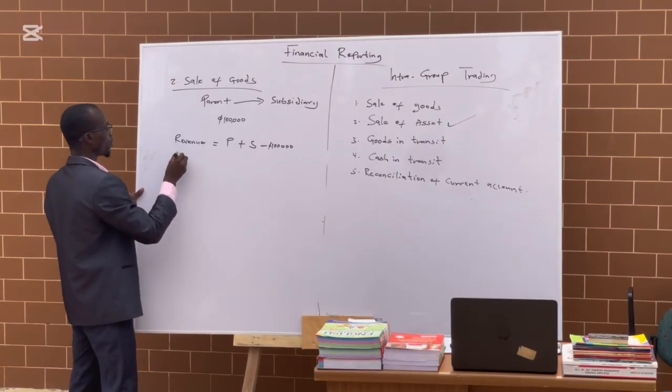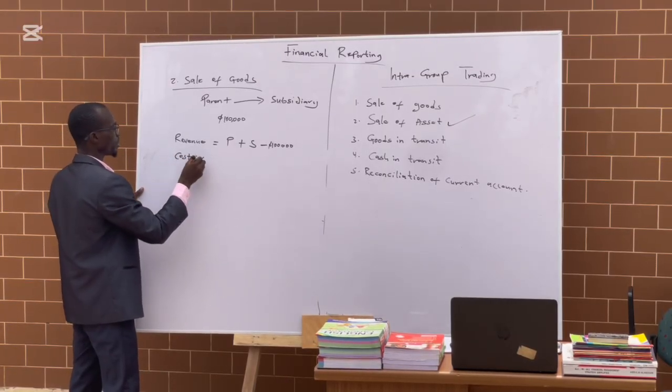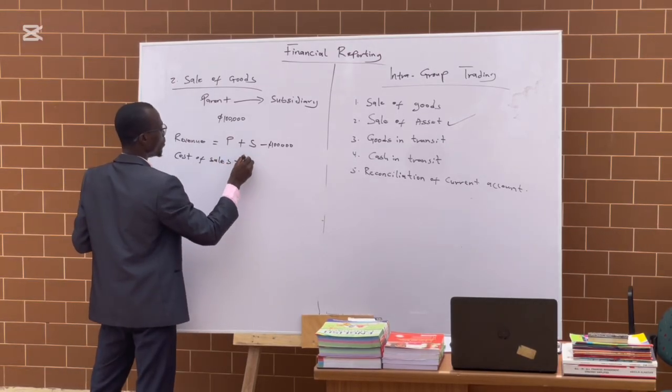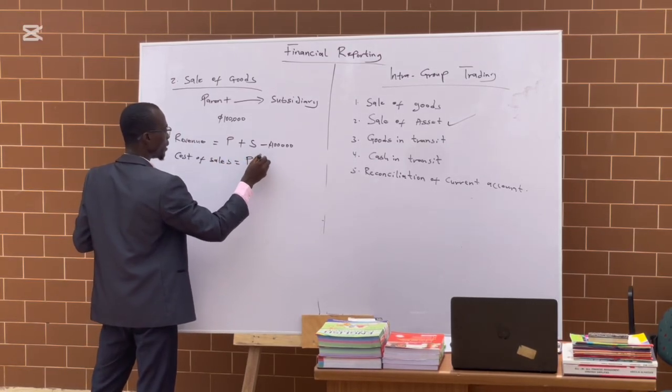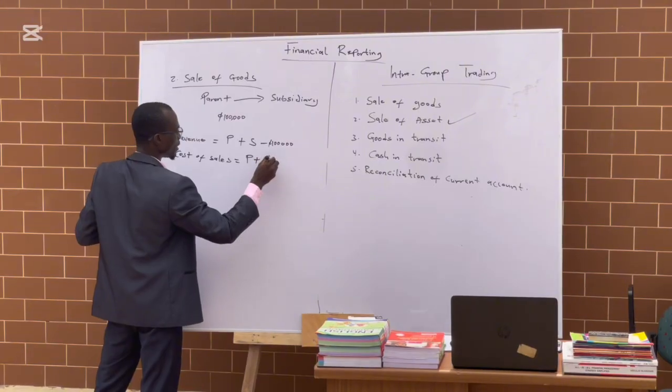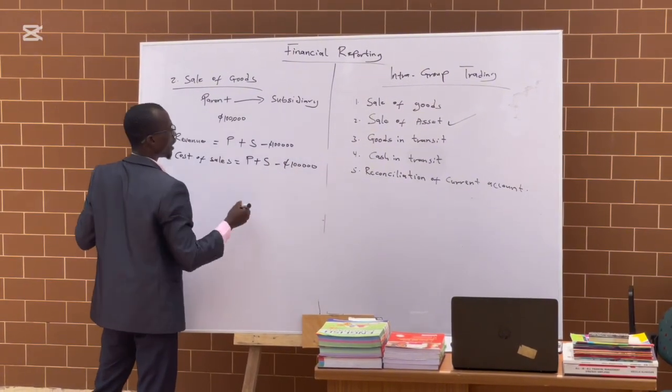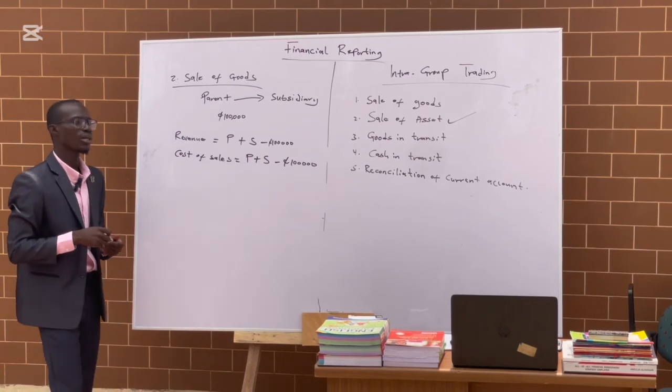Then when it comes to the cost of sales, you bring the parent cost of sales, you add it to the subsidiary cost of sales, then you subtract the same 100,000 from this.